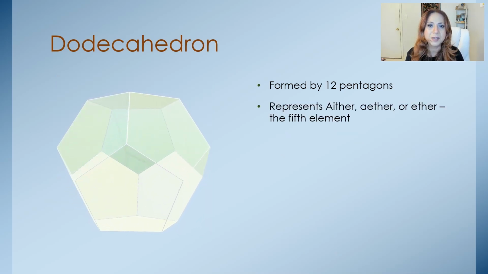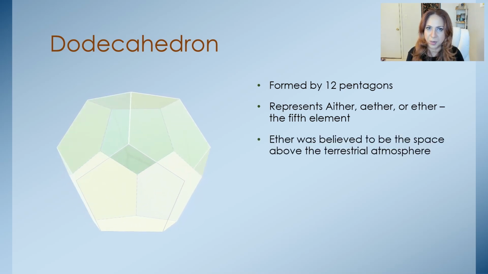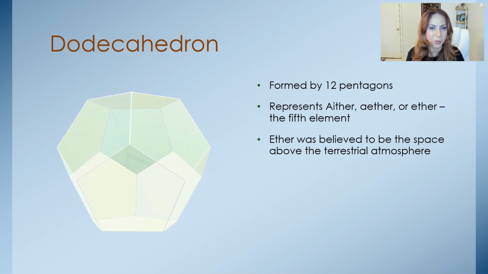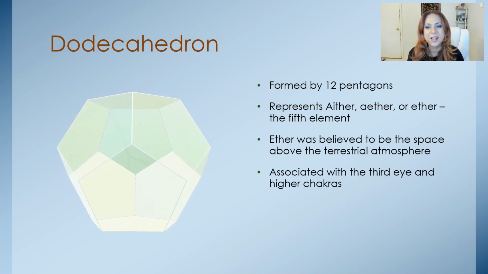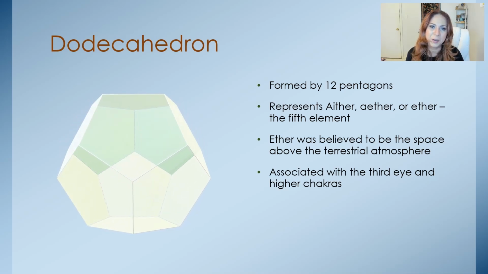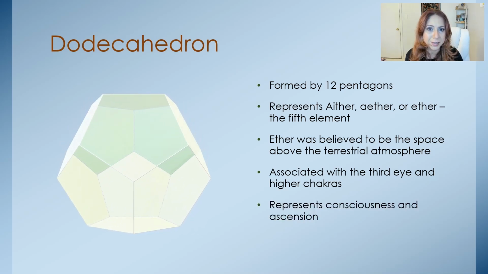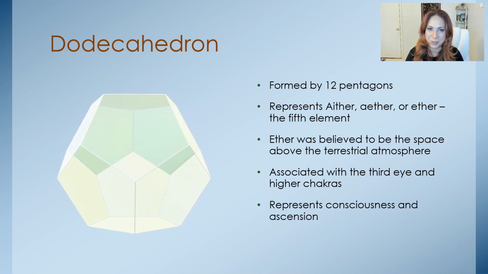It represents either the 5th element or outer space or the atmosphere where communication propagates. It's associated with the third eye and upper chakras, and it represents consciousness and ascension. And those are the 5 Platonic solids.